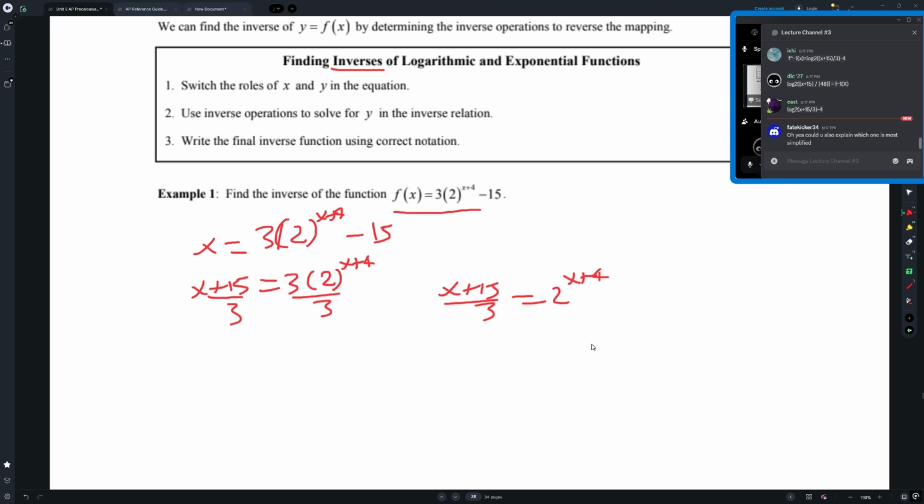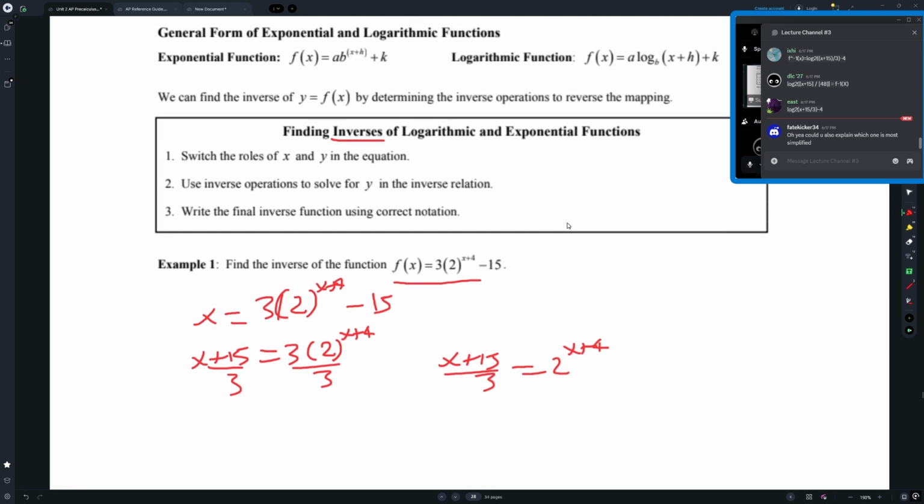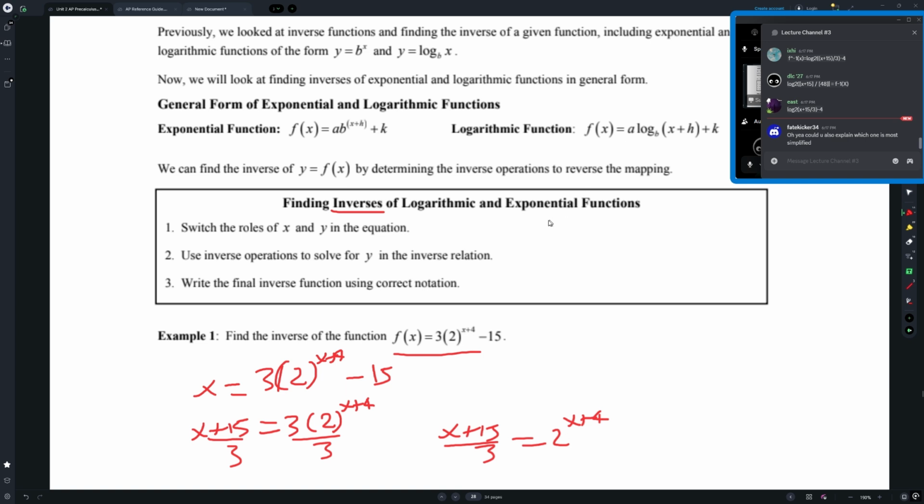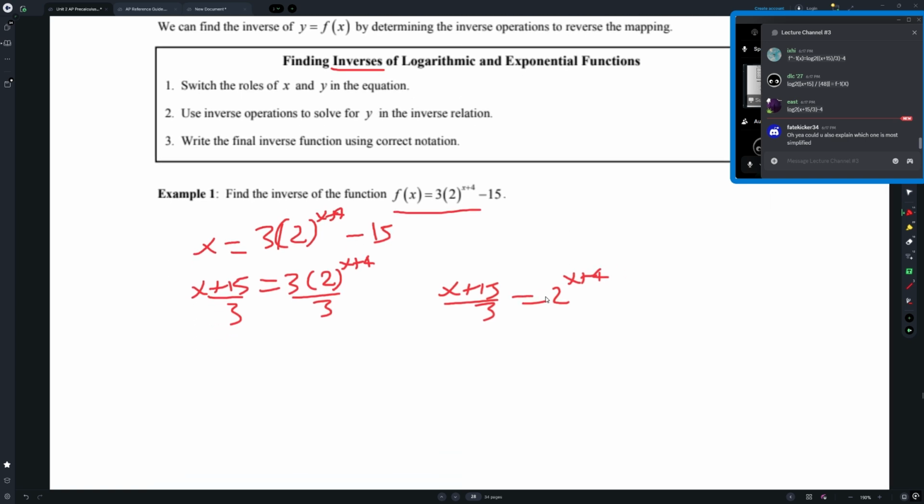Now I would say use the log form. This is the logarithmic general formula. We're just converting from exponential to log. So log base 2 of x plus 15 divided by 3 is going to be equal to x plus 4.